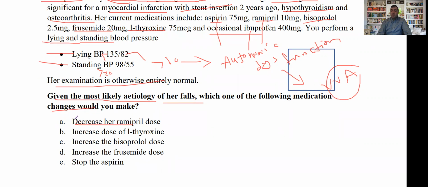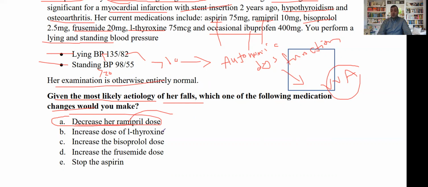Decrease her ramipril dose. I think this is the right thing to do. Why? Because ramipril is an indirect vasodilator. It can exacerbate her autonomic dysfunction, because this lady already had autonomic dysfunction. Ramipril and vasodilators in general, whether direct or indirect, can exacerbate and exaggerate the autonomic dysfunction. So this is the right thing to do.